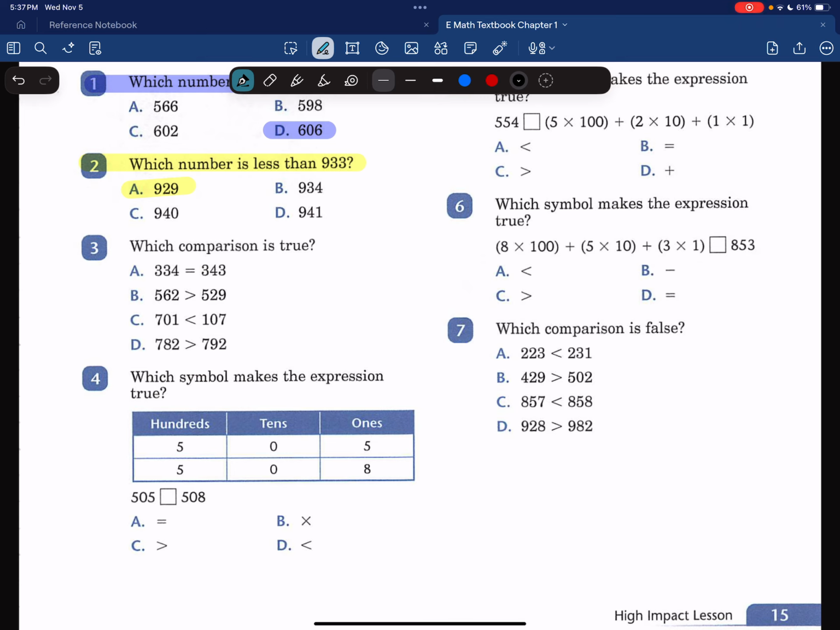Which comparison is true? This is my next question. 334 equals 343. That is not true, and here's the reason. You see those tens places? They're different. So this is false.